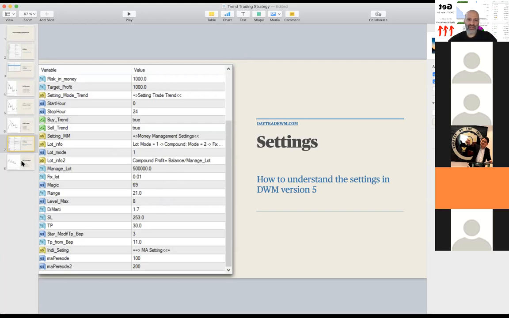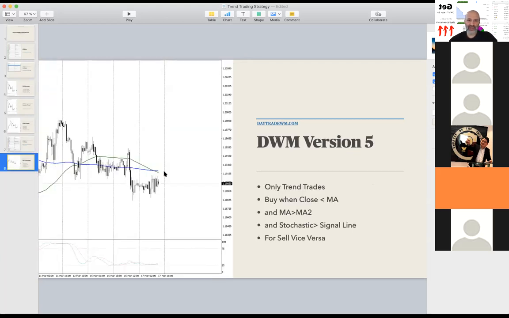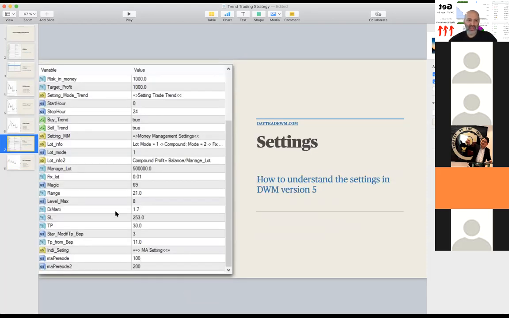Now, what are the criteria in version 5? Here are the criteria in version 5. It will only take trend trades. Now, it will only buy when the close is below the moving average which you select here, the first one, okay? The first one is MA, the second one is MA2. So it will only take trades when the close of the price is below the first moving average. However, the first moving average is above the second moving average.